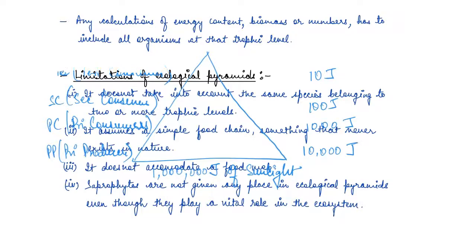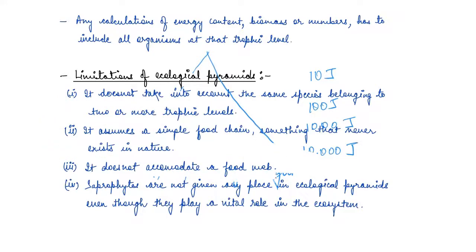Now let's see what are the limitations of ecological pyramids. So if we talk about the ecological pyramids, right, it does not take into account the same species which belongs to two or more trophic levels. So say if there is a species which is an omnivore, which means it is a herbivore as well as a carnivore, right? So there would be cases that this species is going to belong to two trophic levels, and it does not take that into account.